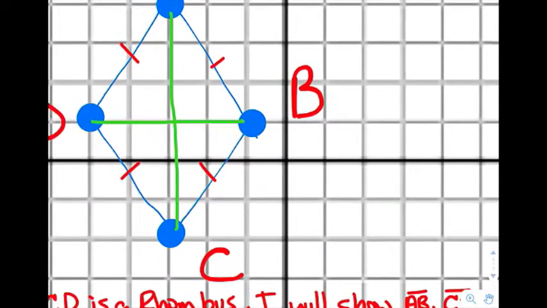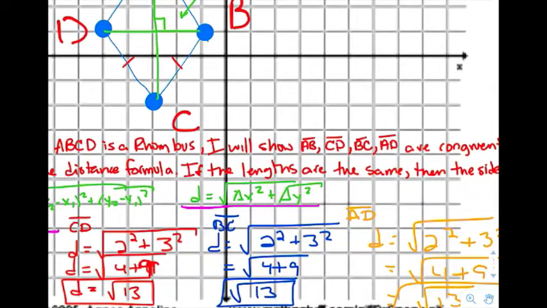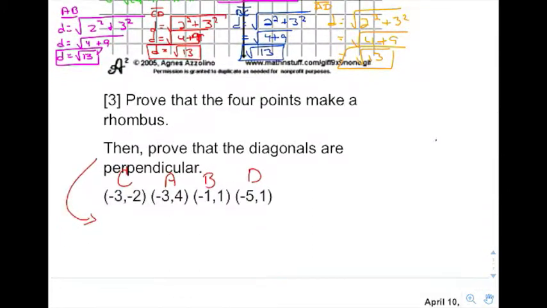So it seems to me that what I actually have to do is evaluate some slopes. If I can show that the slopes of these two lines are opposite reciprocals of one another, I should be able to prove they're perpendicular. That's like the definition of perpendicular, isn't it? So let's go ahead and write a statement of intent.